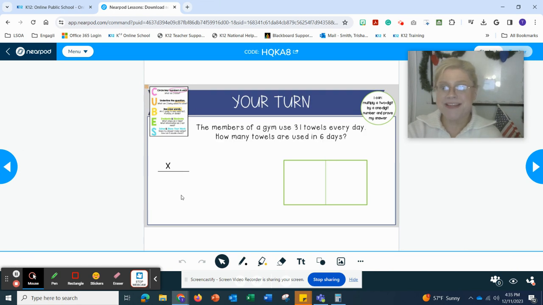Now that that problem is solved, solve this problem as well. The members of a gym use 131 towels every day. How many towels are used in 6 days? You're going to create the multiplication problem. So I'm not giving you anything for this one. You have to create your own standard algorithm. And then after you create the standard algorithm, then you can create the partial product and then solve. Then pause to solve.